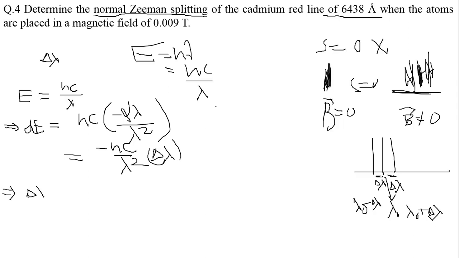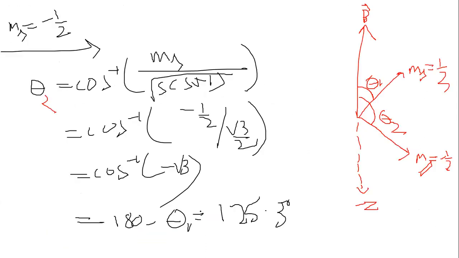So delta lambda will be how much? Delta lambda cannot be negative. The value of delta lambda is positive, but the positions are different due to different energies. So one will be lambda minus delta lambda, another will be lambda plus delta lambda. So the delta lambda value will be given by lambda square by hc into mod dE.